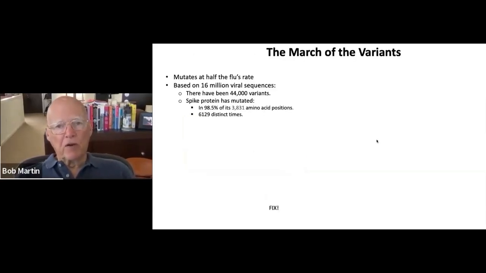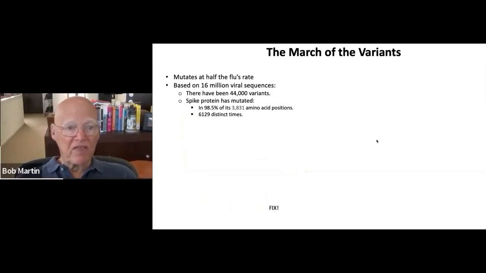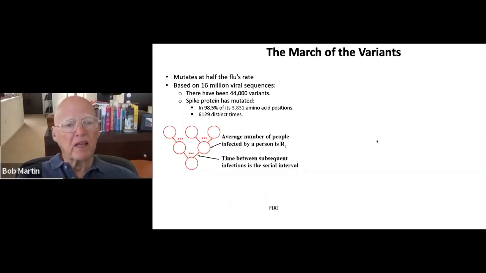Now, if only the virus hadn't mutated, the pandemic would have been long over. It doesn't mutate that quickly, but there have been lots of variants, 44,000 estimated. The spike protein has mutated basically every place.